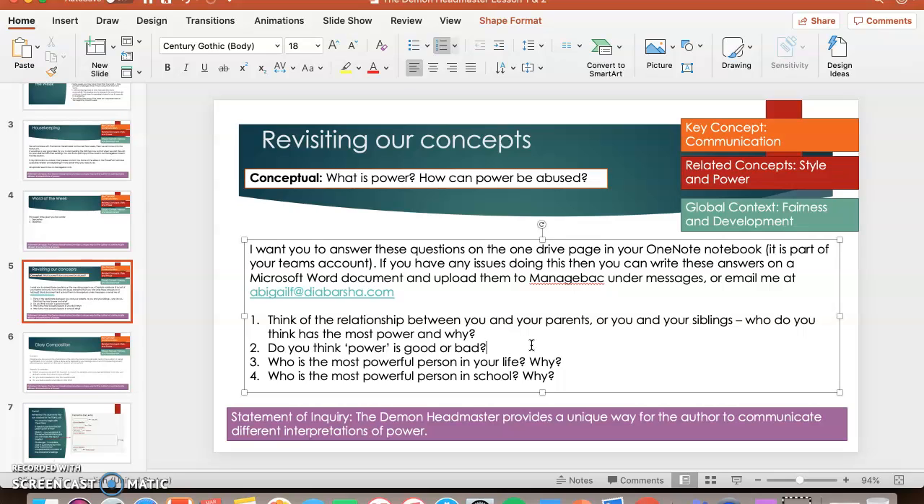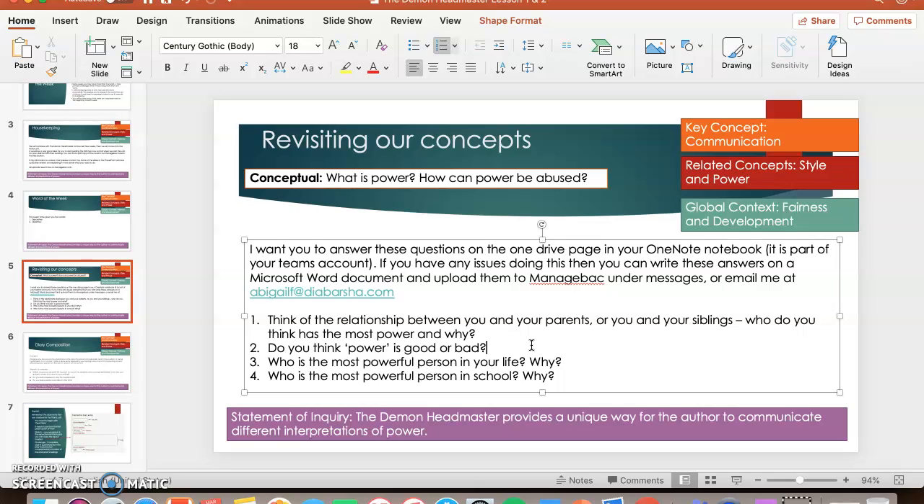Or you may have a younger sibling that you feel has the most power because maybe they're better at arguing, or maybe they're better at doing something, maybe they're better at skateboarding than you, for example, and you feel that they could be slightly more powerful. So I want you to talk about only your opinions and only your thoughts, okay? Again, do you think power is a good thing or a bad thing? If you think it's both, then tell me why you think it's both. You don't have to agree that it's one or the other. Again, it's just your opinion.